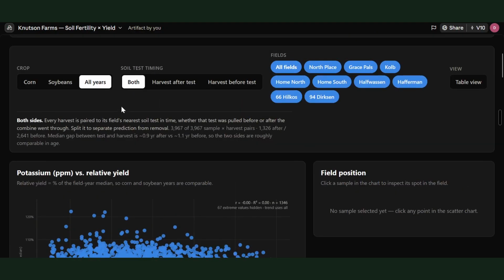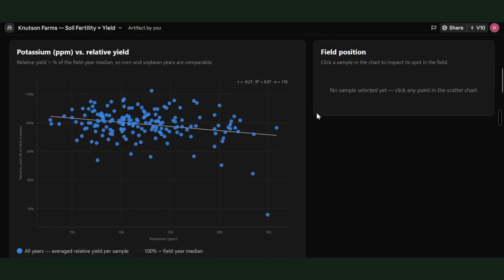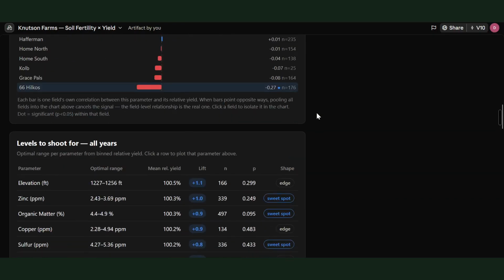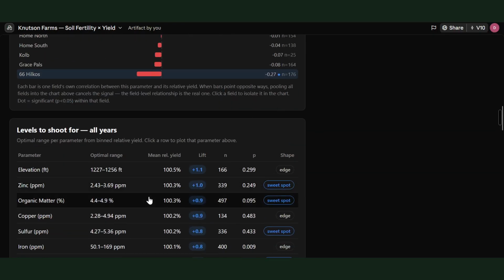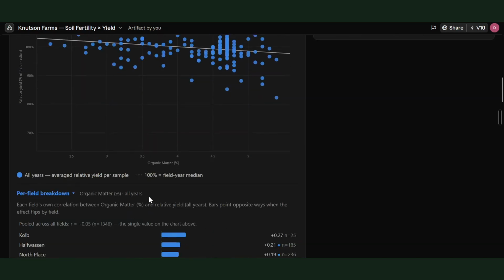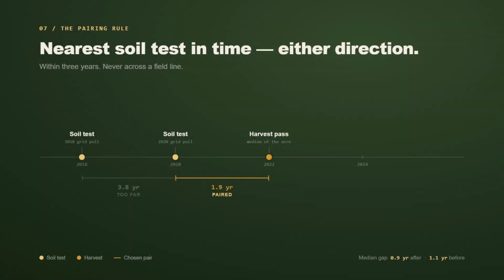If we look at just one field, well, we can see here that at 66 hill coasts, a bit more of a trend actually starts to emerge. And say we look at organic matter on 66 hill coasts, the lines really start to come out a little more. When I was looking through this, I did hit a problem.